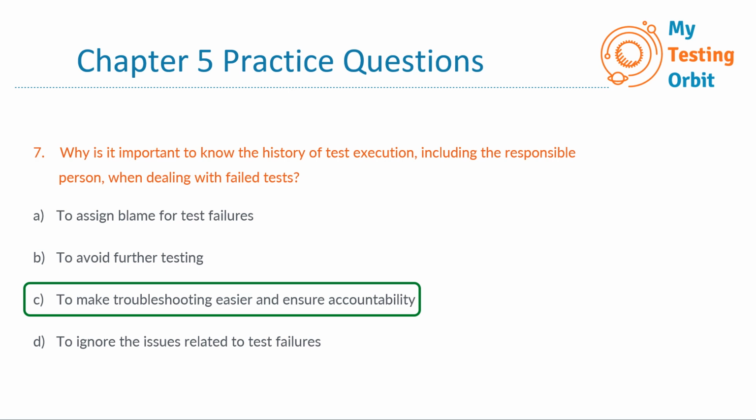Then we have option D, to ignore the issues related to test failures. This option is incorrect because ignoring issues related to test failures is not the purpose of knowing the history and responsible person. On the contrary, the goal is to address and resolve these issues and ensure that the testing process is optimized.